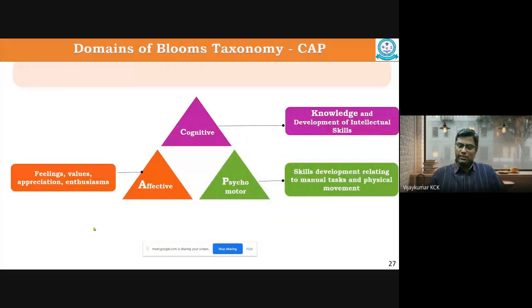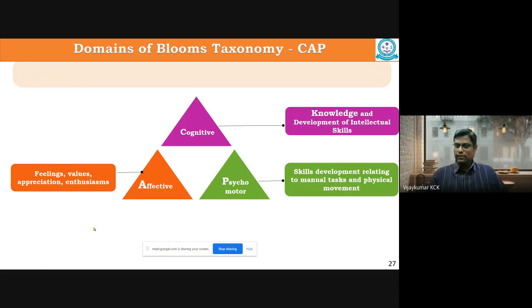This talks about something very simple, my dear friends. If you remember this particular slide and one more slide later, Bloom's taxonomy talks about CAP. That is, C refers to cognitive, A refers to affective, and P refers to psychomotor. Cognitive is the knowledge and development of intellectual skills, as the name itself implies. Affective is the feelings, values, appreciations, enthusiasm, interest and all that.